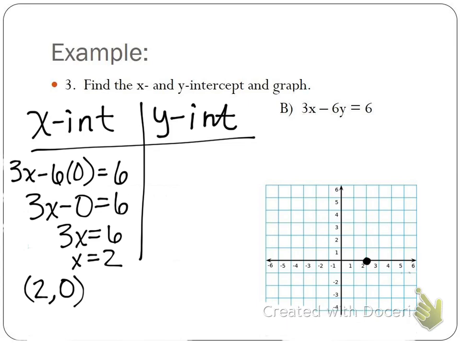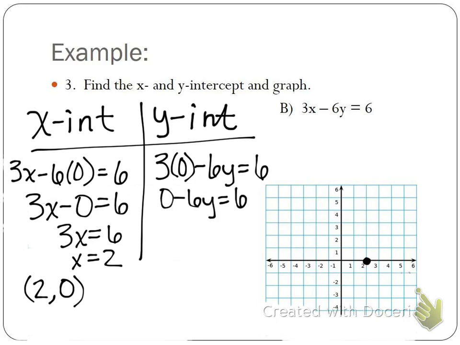The y-intercept, we plug 0 in for x. 3 times 0 minus 6y equals 6. 3 times 0 is 0, minus 6y. Negative 6y. Beautiful. Don't drop that negative or minus sign. So y equals negative 1. As an ordered pair, what is it? (0, -1). Wonderful.